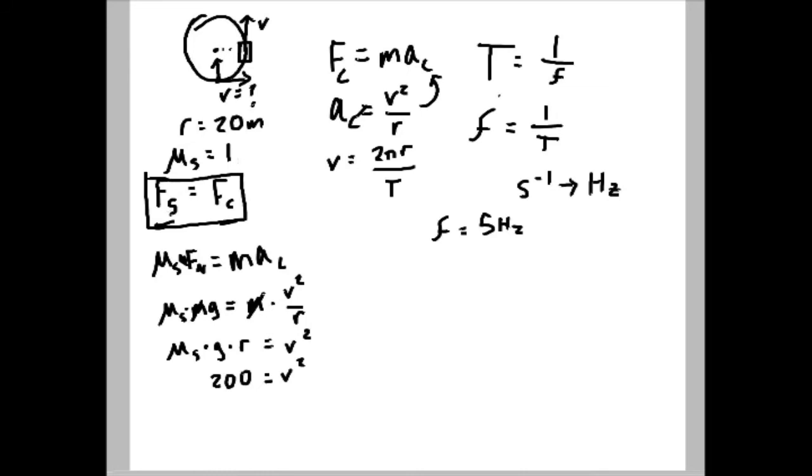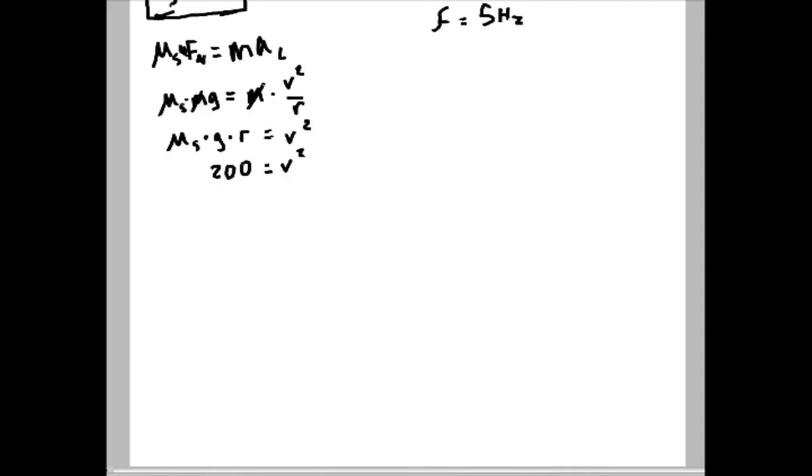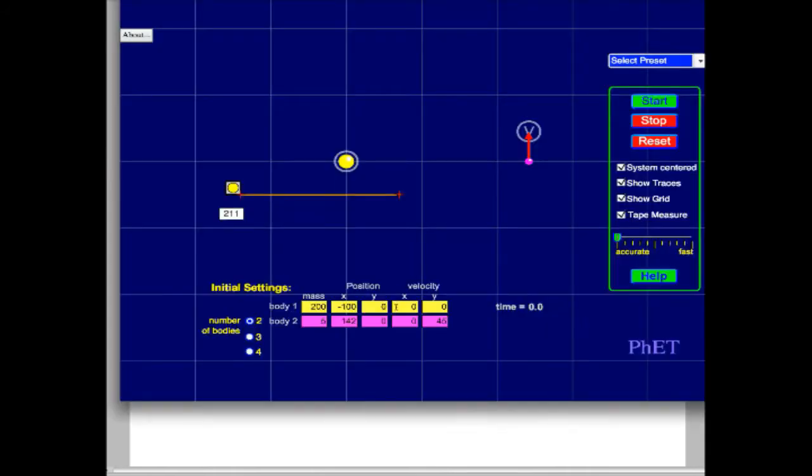Now, what if we've got a scenario where the centripetal force isn't necessarily static friction? It might be a little bit more complicated. So let's look at planetary motion here for a second. I've got my sun here in the center. I've got my planet out here. Let's put him at 200.